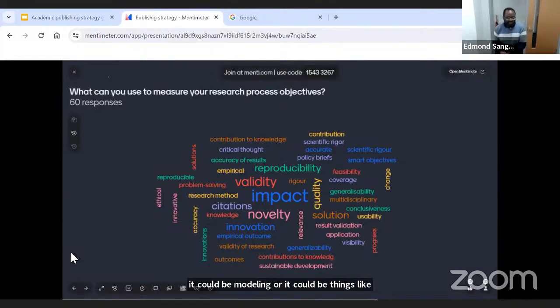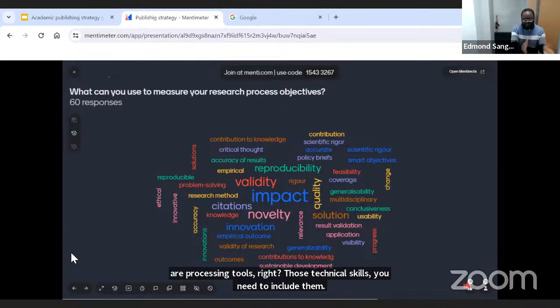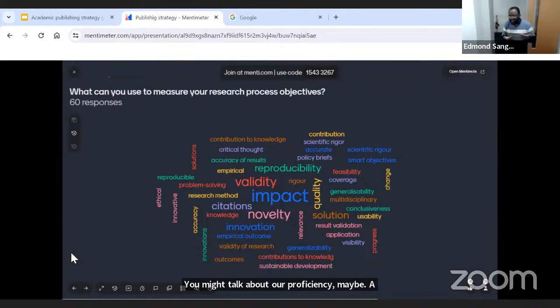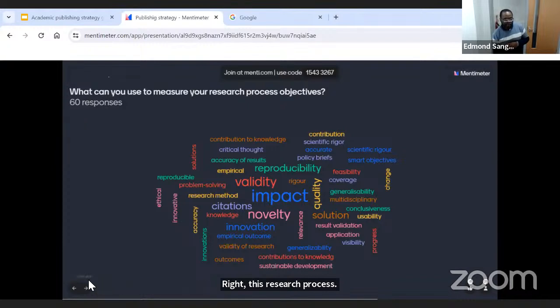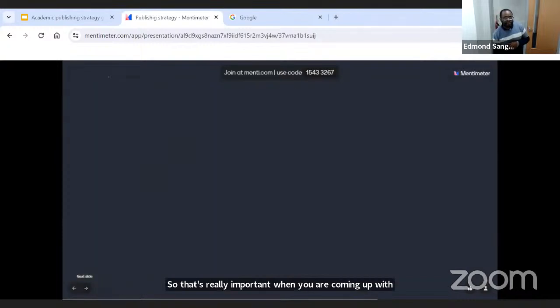You might talk about proficiency, maybe in using a specific type of equipment. I'm from chemistry, so I'll talk of proficiency using chromatography or spectroscopy. That's specific to me, right? Those are my objectives for the research process. I want to demonstrate that I understand this research process. So that's really important when you are coming up with your research objectives.